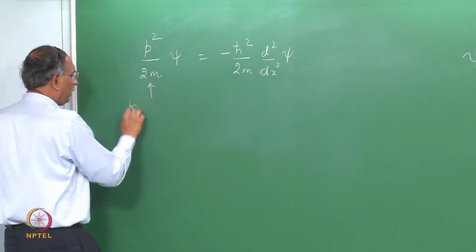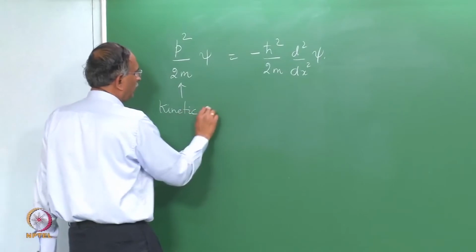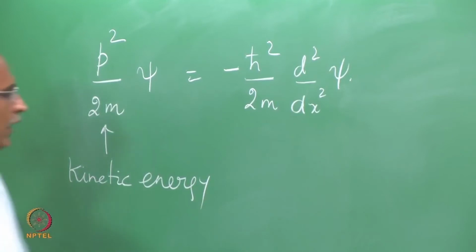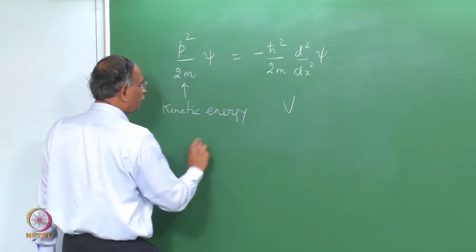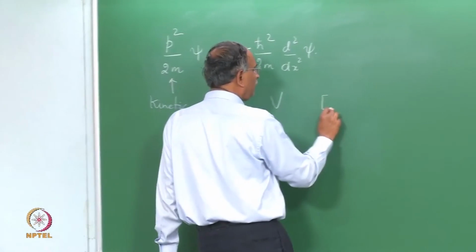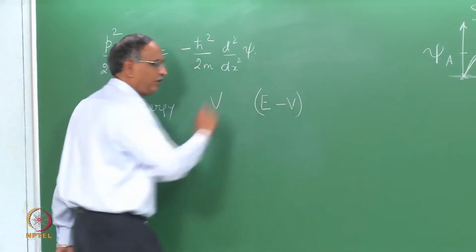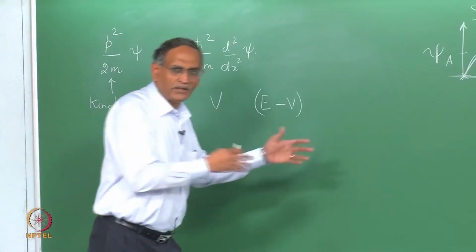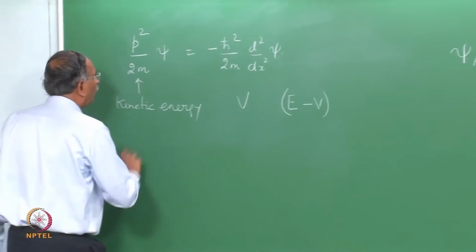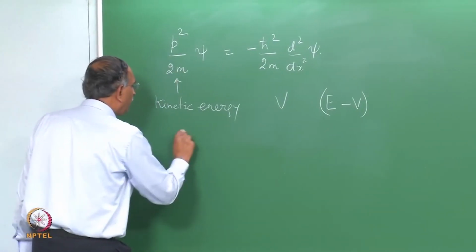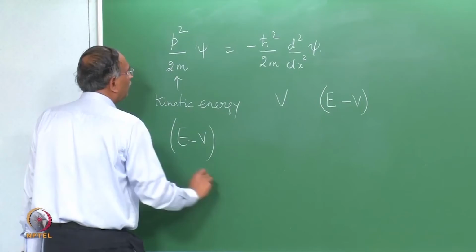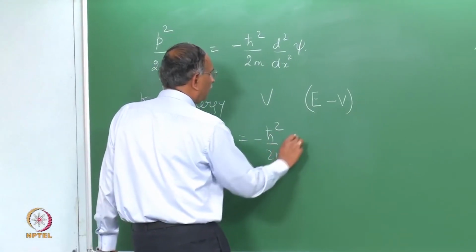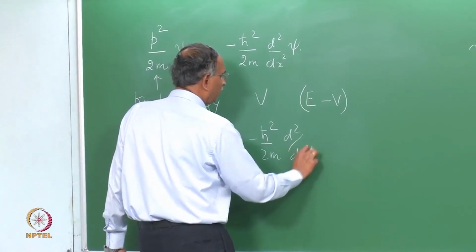This being the kinetic energy, this is the difference between the total energy E and the potential energy V, which may be a function of x. I mean, if there is a potential, we have to consider that. Therefore, p squared by 2m is nothing but E minus V on psi, giving you minus h bar square by 2m d square by dx square psi.